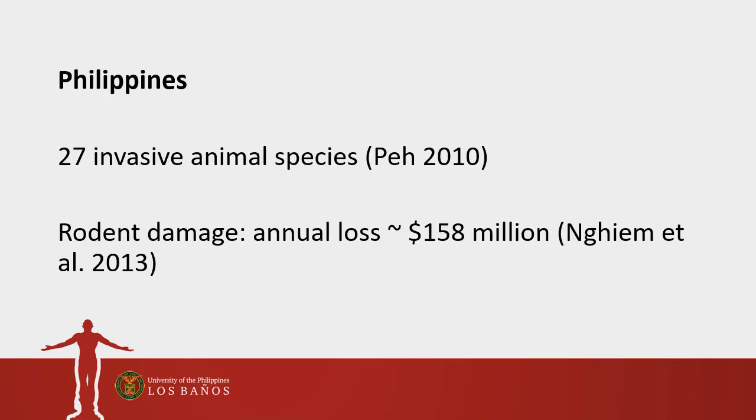In the Philippines, there are about 27 invasive animal species, but this was published in 2010, so we might expect that we have a higher number now, and that rodent damage has been estimated to cause an annual loss of approximately $158 million.